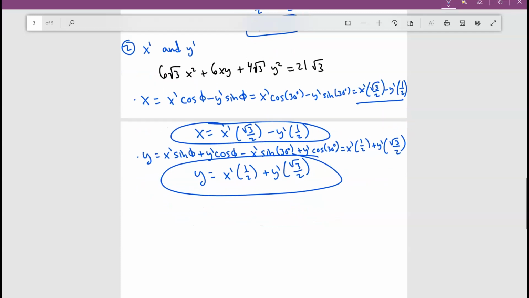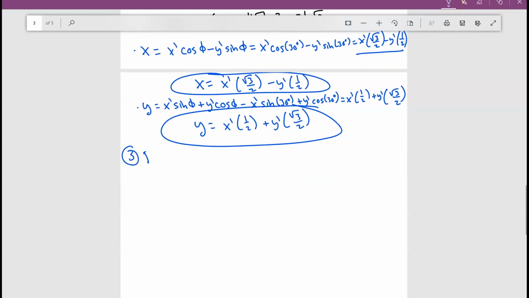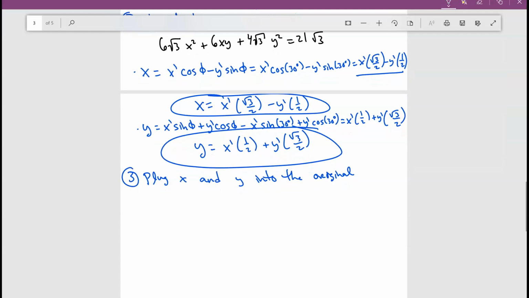Now that we have x and y in terms of x prime and y prime, now comes the crazy part. We want to plug x and y into the original equation. This is going to take a lot of bookkeeping. You want to make sure that everything is nice and set and we don't make algebra mistakes, but we might, and one little mistake is probably going to screw everything up. So let's write down the entire equation first, and then we are going to plug in everything for x and y.